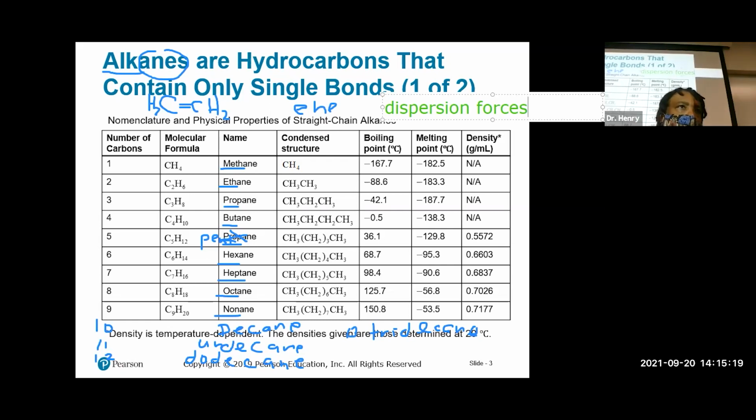So the longer you are, the more surface area you're generating, and then it's going to take more energy to separate, right? So you're right. It's going to take more energy to do it. And that's the reason why the boiling point is going to increase with the size of the carbon chain. Am I lying? Is it increasing with the size of the carbon chain?